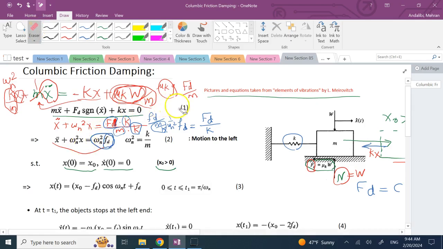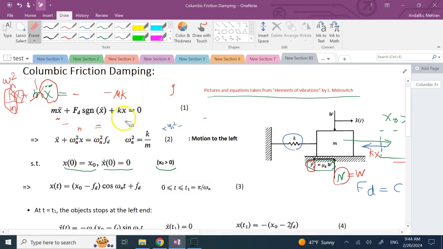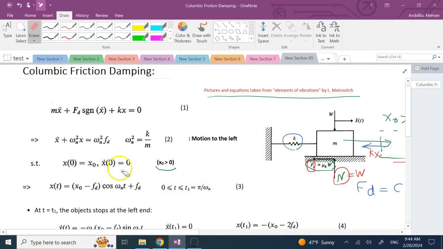Let's do a little bit of cleaning. So your governing equation is what? X double dot plus omega N squared times X equals omega N squared times Fd, where again here I add for you this Fd is the kinetic friction divided by K. Okay, and omega N is of course the square root of K over M. Now, these are the initial conditions that we put the system subjected to.